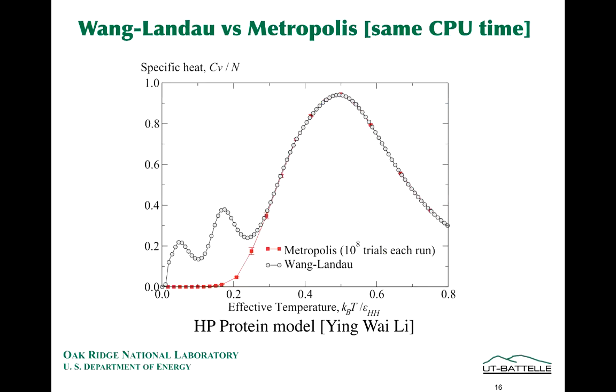But you see that the Wang-Landau method has a much better convergence in describing the low temperature behavior. If you were to run long enough, ultimately the Metropolis also would capture the structure at the low temperatures, but that would take significantly longer.